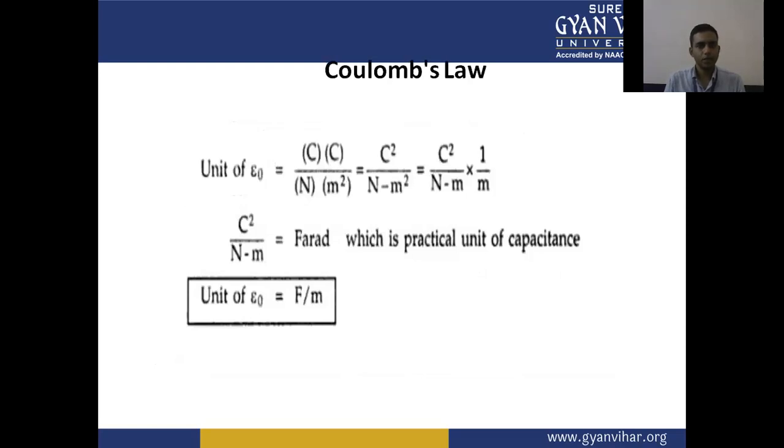The unit of epsilon naught is C upon N, where C is the charge in coulombs. That is C square upon meter square, and C square upon N m square. Farad is the practical unit of capacitance. So the unit of epsilon naught is farad per meter.